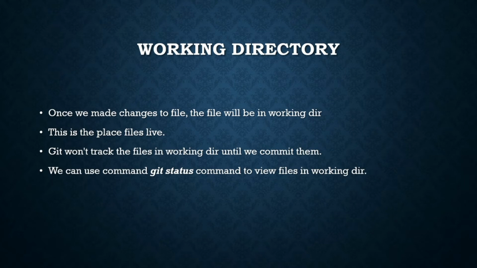That's why the working directory has another name, the untracked area of Git. Now, using the command git status, we can see all the files under the working directory. Now let's take an example and see how we can see those.